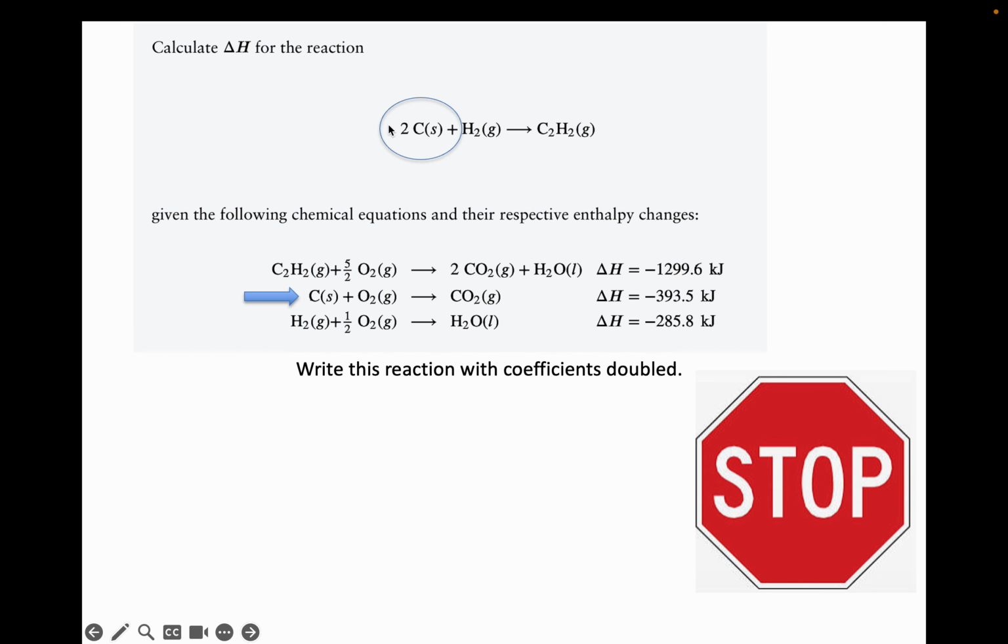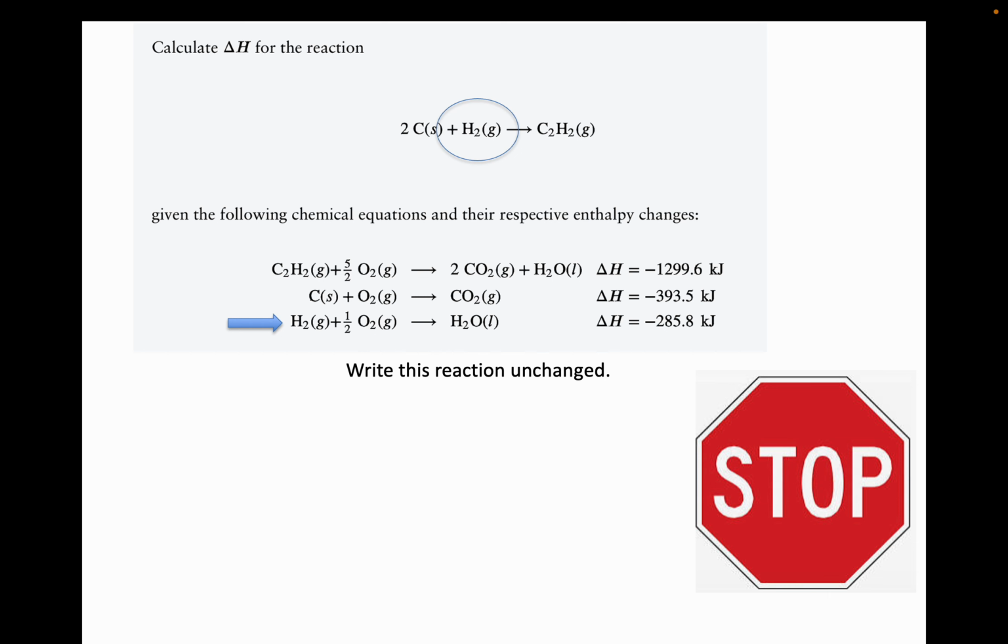Next one, when it comes to the carbon, carbon is listed as a reactant with a coefficient of 2. In this expression right here, I see carbon as a reactant, but it's not a coefficient of 2. So let's write this expression with all of the coefficients doubled and the delta H doubled. Third part, I need H2 as a reactant with a coefficient of 1. Okay, perfect. That's what's provided right here. H2 as a reactant with a coefficient of 1, so we can just write that reaction unchanged.